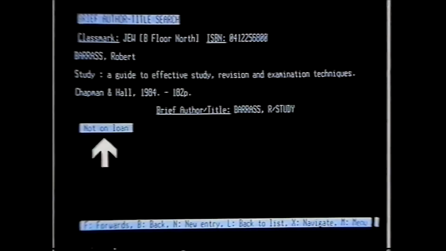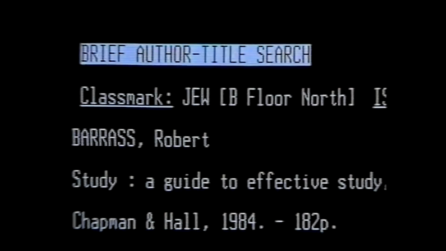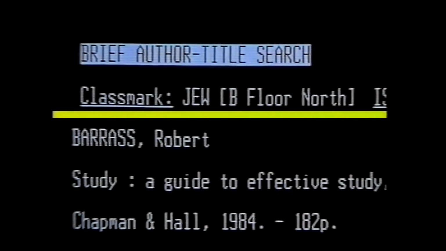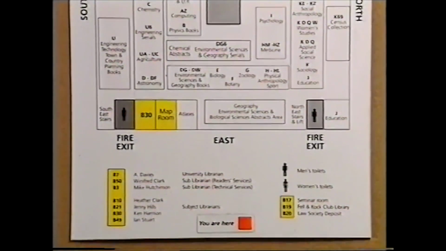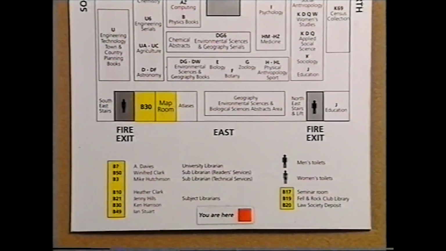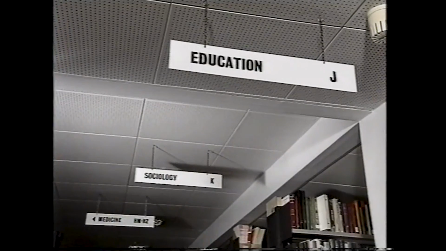This tells me that the book is not on loan, which means it should be on the shelf. And the important bit, the class mark and the floor where you can find the book. Use these floor plans to find where the book is shelved. I need to find where J is. These overhead signs make it pretty easy to find out where you are.